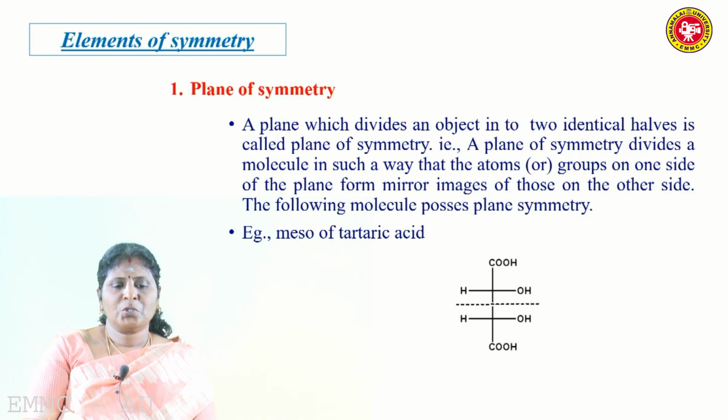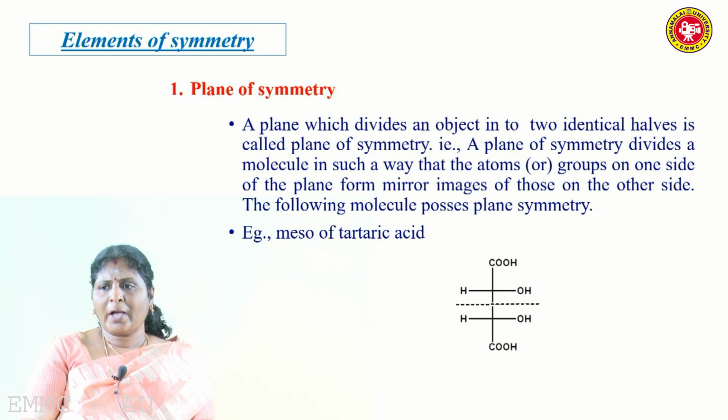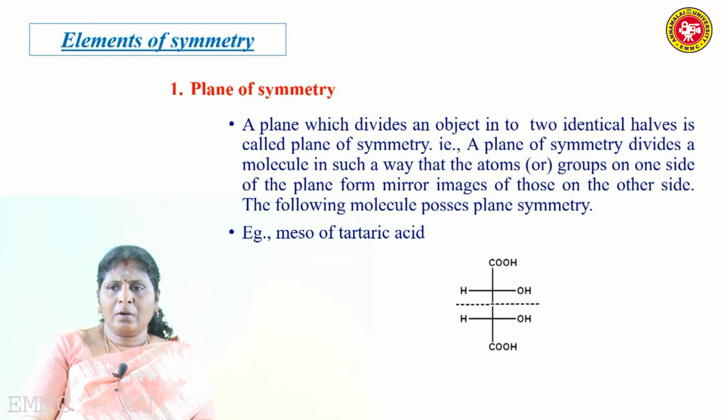For a compound to show optical activity, it should be completely devoid of all symmetry elements. There are several symmetry elements. Among them, we will discuss at least 3. Number 1, plane of symmetry. A plane which divides an object into 2 identical halves is called a plane of symmetry. That means a plane of symmetry divides a molecule in such a way that the atoms or groups on one side of the plane form the mirror image of those on the other side.